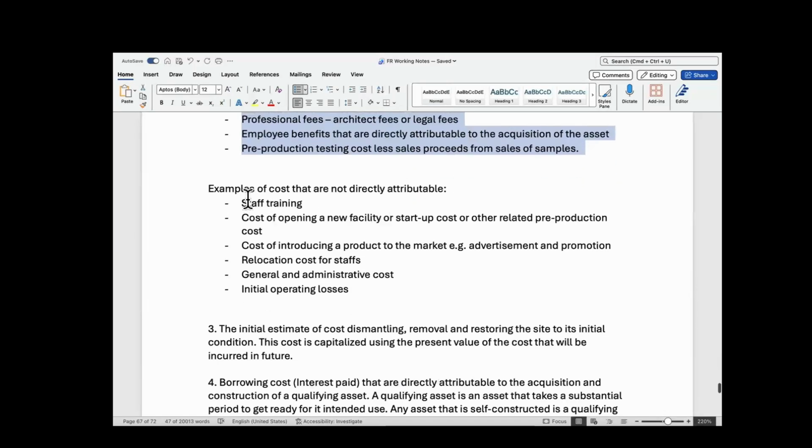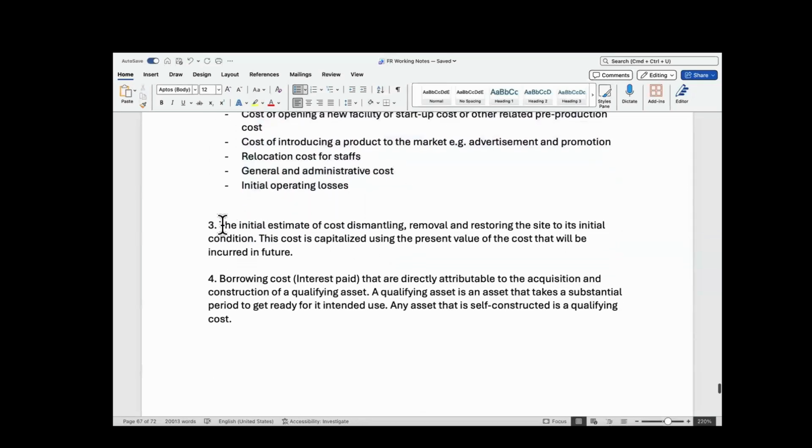And these are examples of costs that are not directly attributable: staff training, opening a new facility, introducing a new product, relocation, general and admin, initial operating losses. These are not directly attributable costs. Then there's the initial estimate of dismantling, removal, and restoring the site to its initial condition. These are also capitalized at present value. You need to get the present value of the cost.